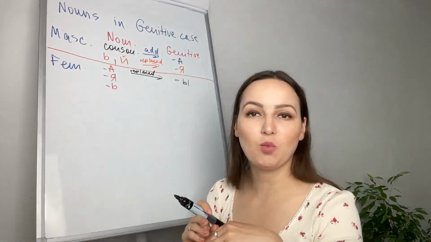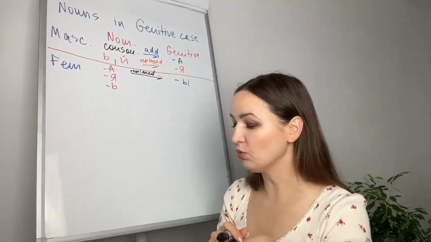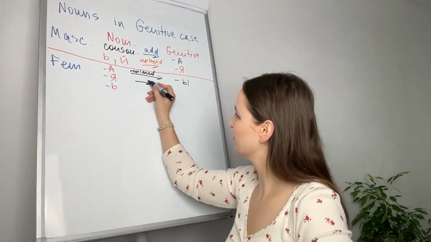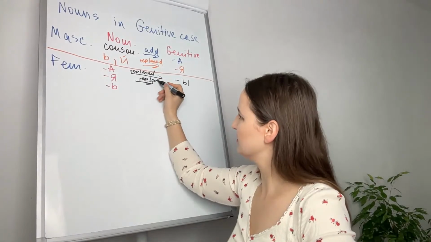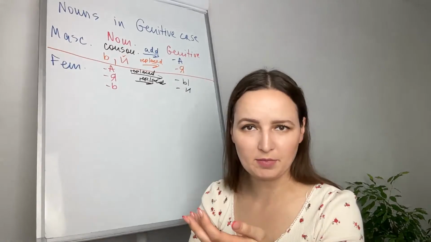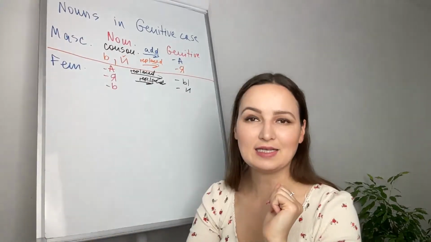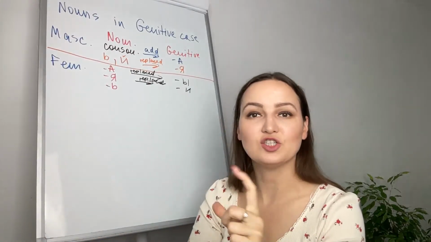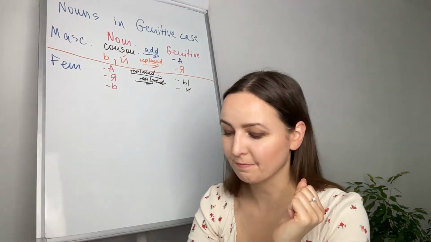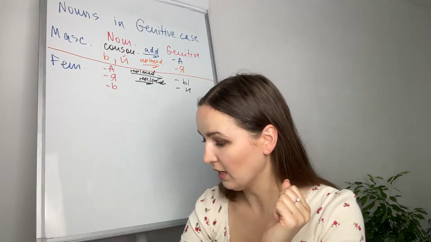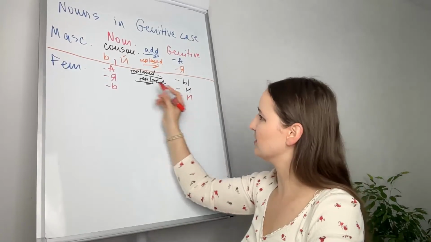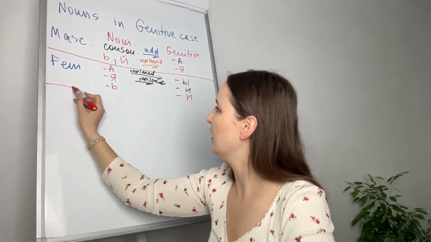What will happen with the word that ends in ya? Ya will be replaced with e. So when we have a word in feminine and it ends in ya, to make it genitive, we will replace ya with e. Да? Очень хорошо. Так. And мягкий знак, we will have e ending here as well with мягкий знак. Now, neuter.